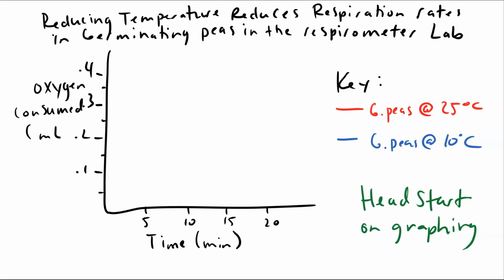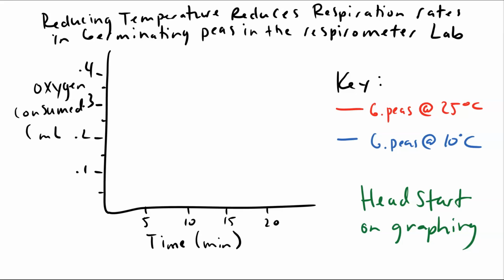So looking at this graph, and by the way, here's an example of a title I'd like to see. Don't copy it. I guess I am giving you a good example of a title, but don't copy it. Come up with your own. So I'm calling this Reducing Temperatures Reduces Respiration Rates in Germinating Peas in the Respirometer Lab. So I kind of gave away the data, but you could see that coming through the experiment, right?